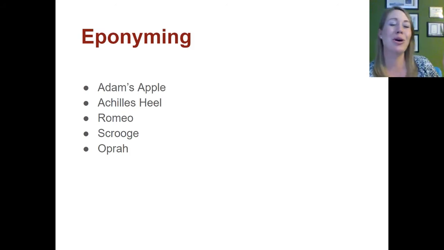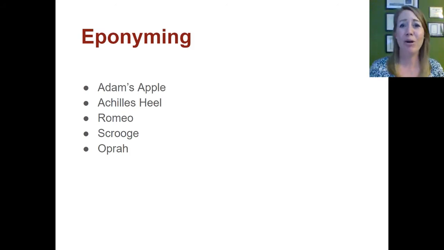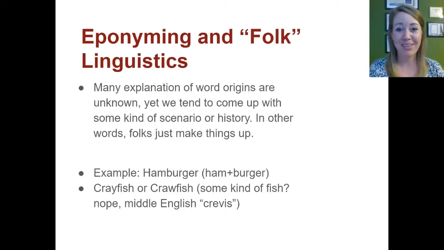If I say, oh, that was so Oprah of you, or I'm going all Oprah, it means I'm probably giving something away, right? So these are great examples of how we can use names in our language, or how we take a name and assign meaning to it. And that's how we get some eponyming.